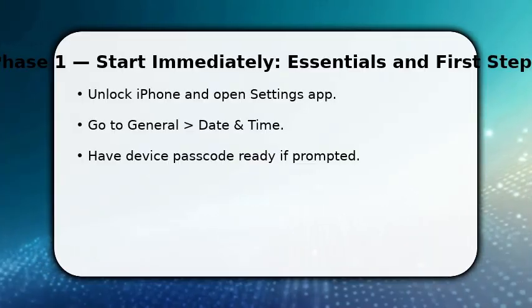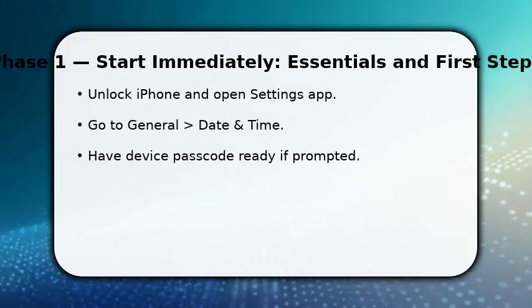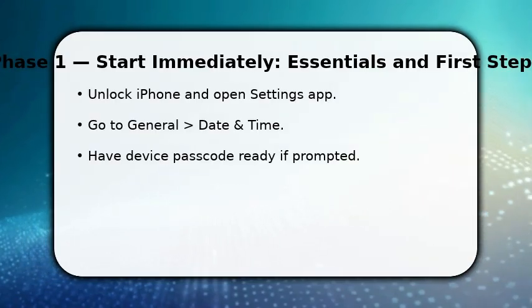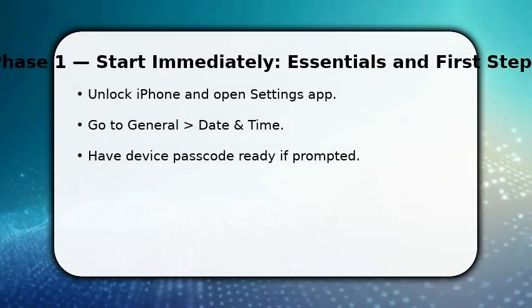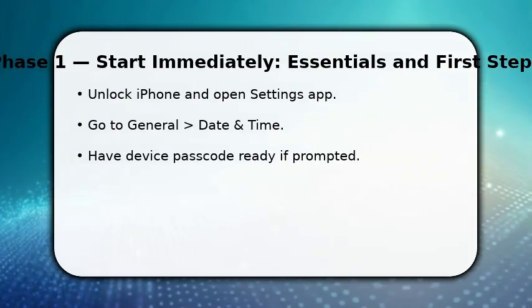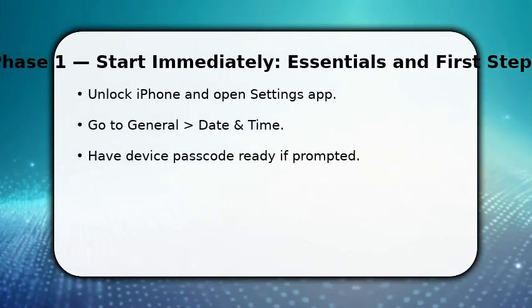You start by unlocking the iPhone and going straight into Settings. This avoids delays. Once there, tap General, then Date and Time. You're now at the control panel for system time. Make sure you remember your device passcode because some changes require it. If you see location services prompts, ignore them for now. The key is the date and time screen.